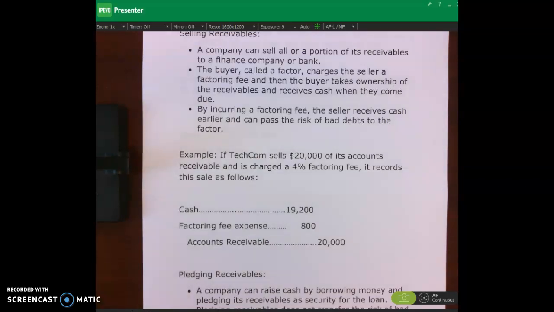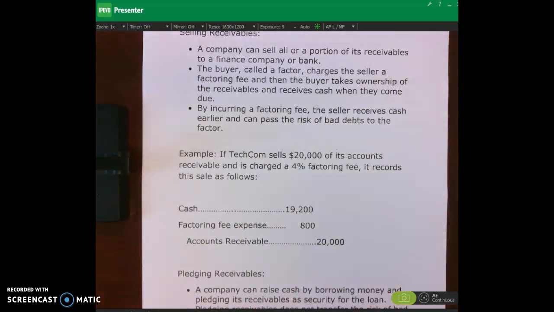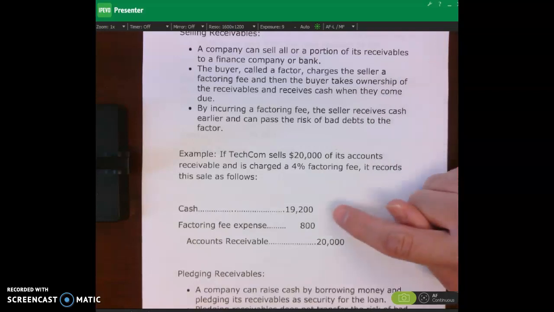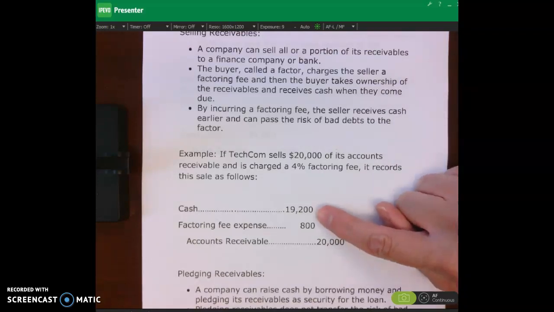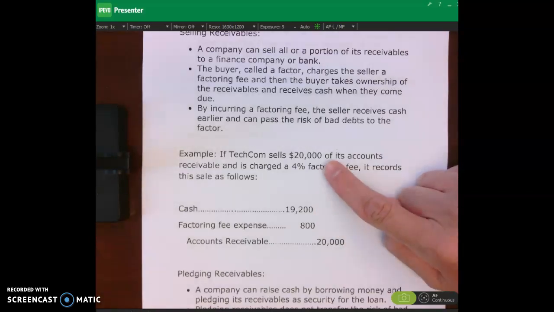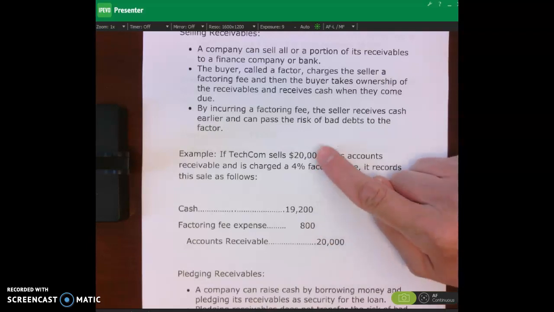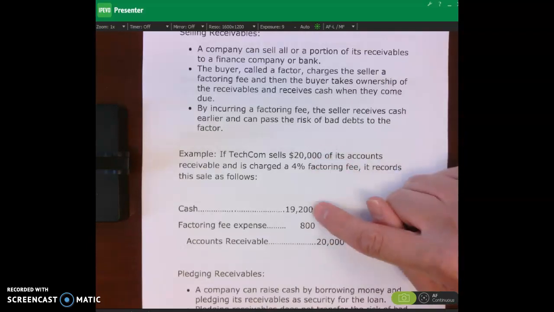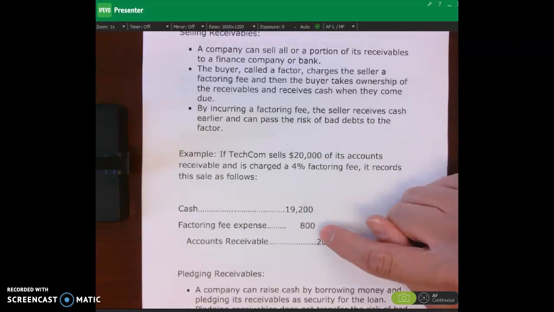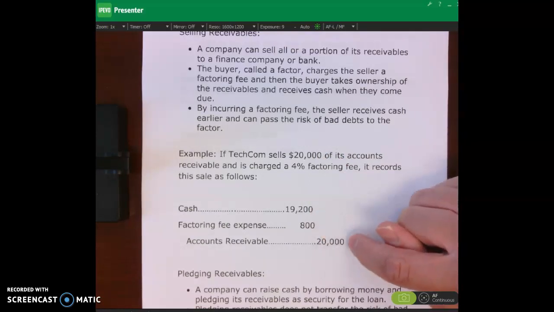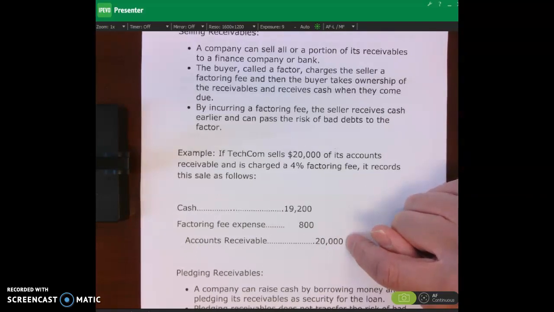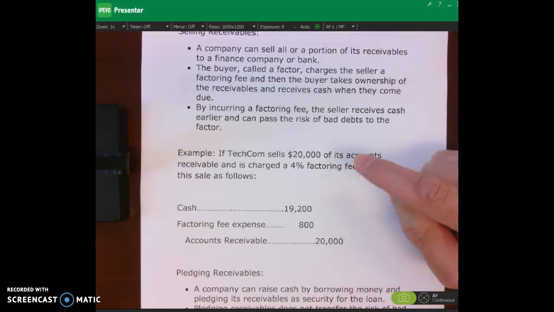So when we look at this example, when TechCom sells $20,000 of its accounts receivable and is charged a 4% factoring fee, here would be our journal entry. We would debit cash for 96% of the $20,000, and then we would debit our factoring fee expense for 4% of that $20,000. So we would debit cash $19,200, debit factoring fee expense $800, and then we would credit our accounts receivable for $20,000, okay? That would be the journal entry when we sell these receivables.